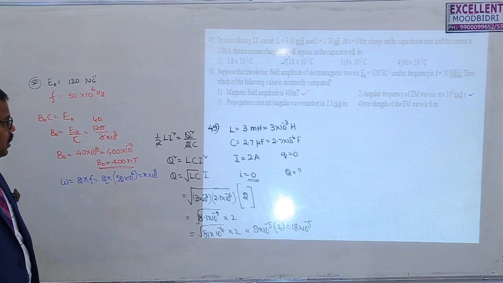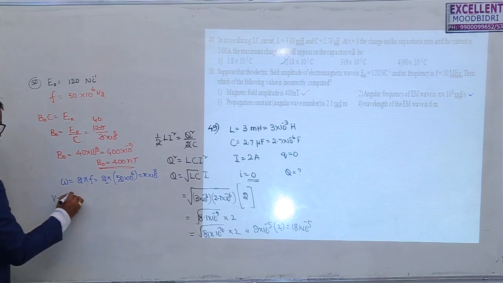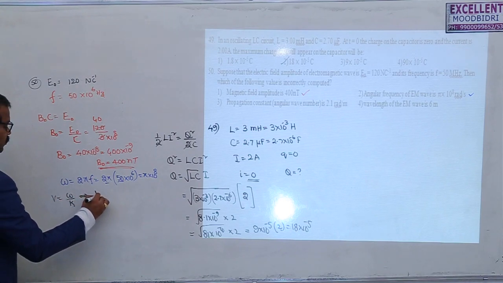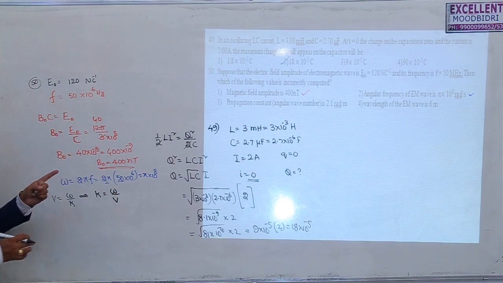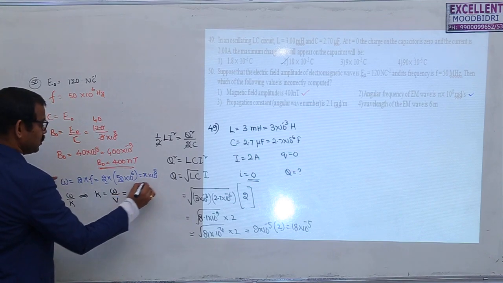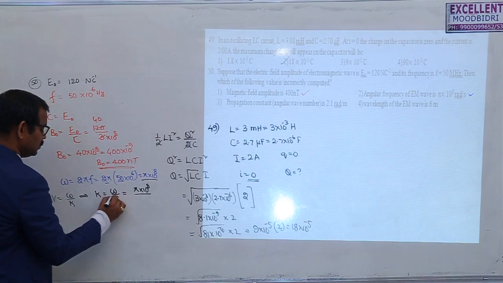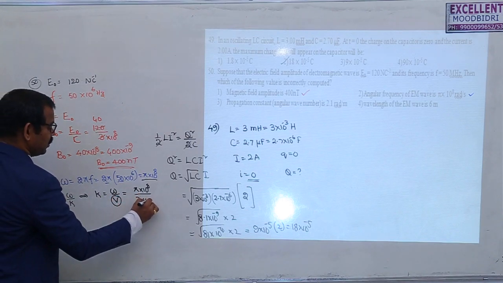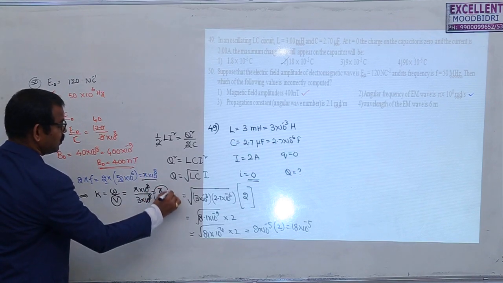Now third one, the propagation constant k. We know that velocity v is given by omega by k. So from this k is equal to omega by v, but here it is an electromagnetic wave. So this value will be omega, which we just found as pi into 10 power 8, divided by the speed of light, 3 into 10 power 8. These two get cancelled, answer pi by 3.